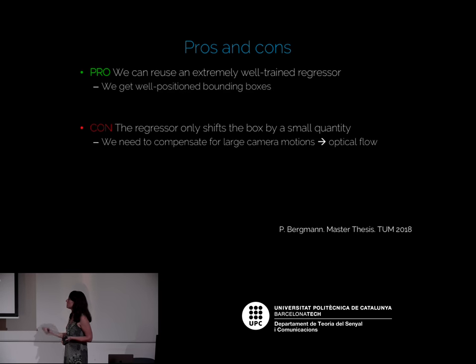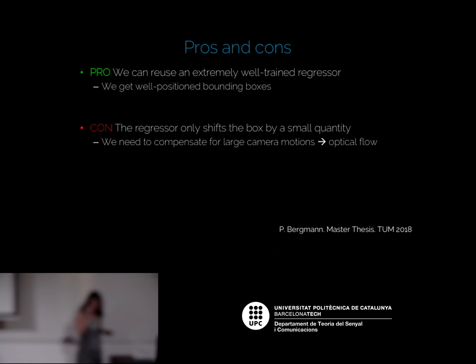But there are still several cons for this method. And that is the first one, that the regressor only shifts this box by a small quantity. So if our person has moved a lot, or if we have large camera motion, then we need to compensate for this. Luckily, we can still compute optical flow and compensate for large camera motions. So this was not a problem for the sequences that we tried.